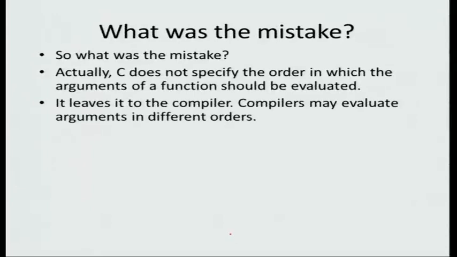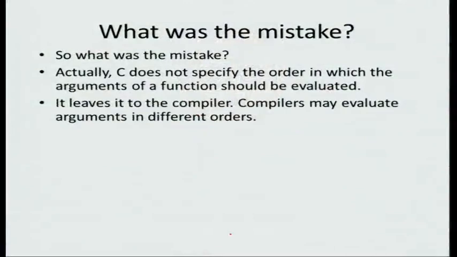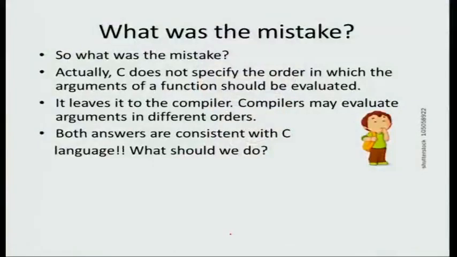So what was the mistake? The mistake was that we assumed that both arguments will be evaluated before the function is called, but we also assumed that it will be evaluated left to right, and the first expression will be evaluated before the second expression. That is a reasonable assumption to make, but C does not guarantee that. C leaves these decisions to the compiler. Now, compilers may evaluate arguments in different orders. For example, a very common order is right to left. So both answers, 1 and 3 and -1 and 3, are consistent with the C specification.